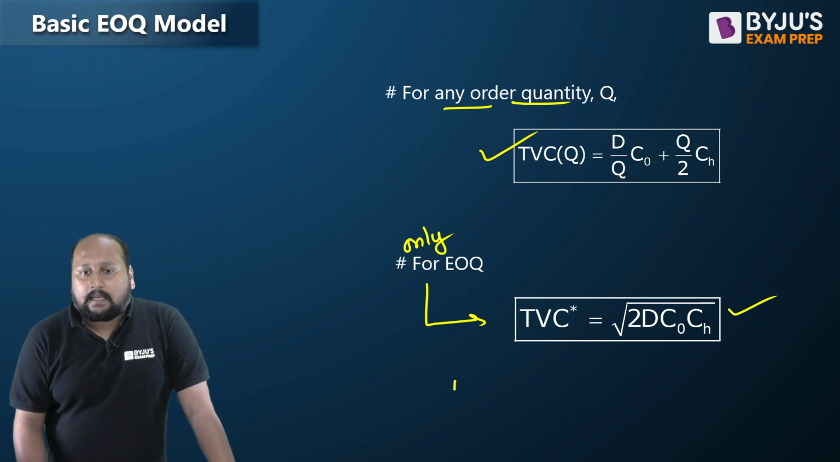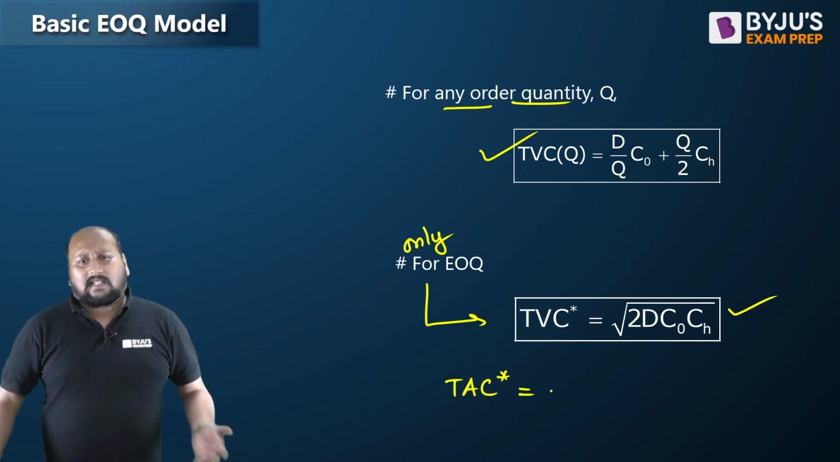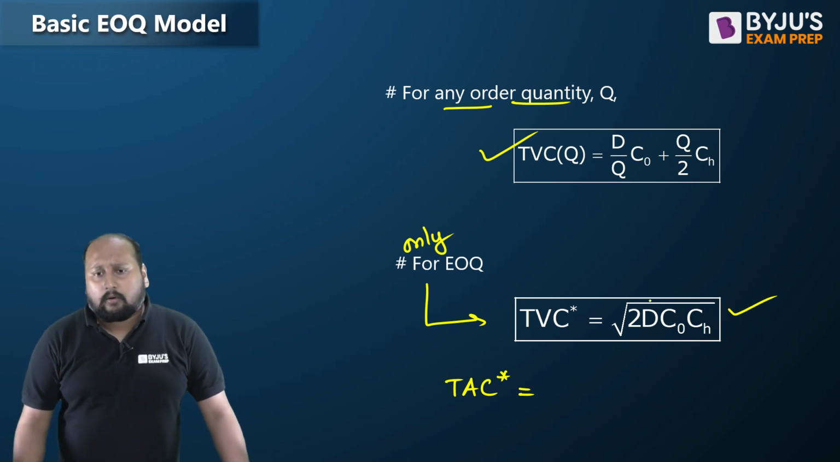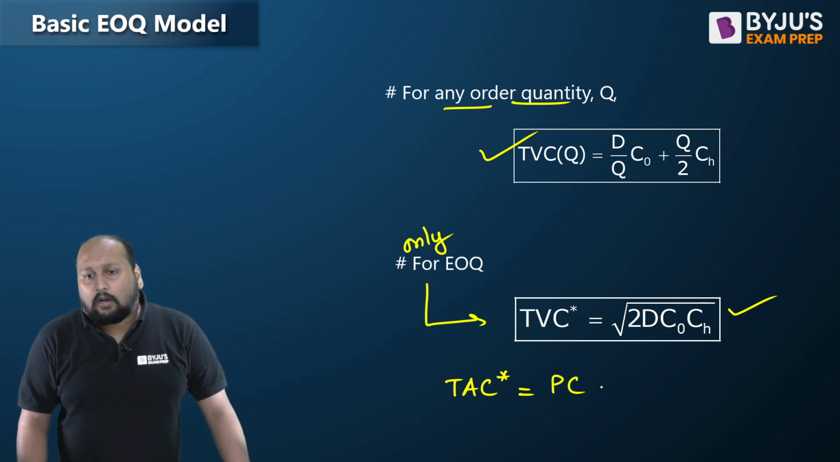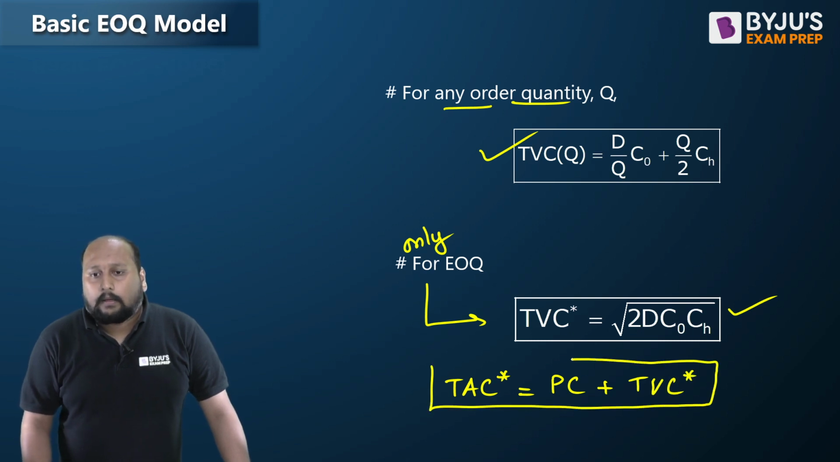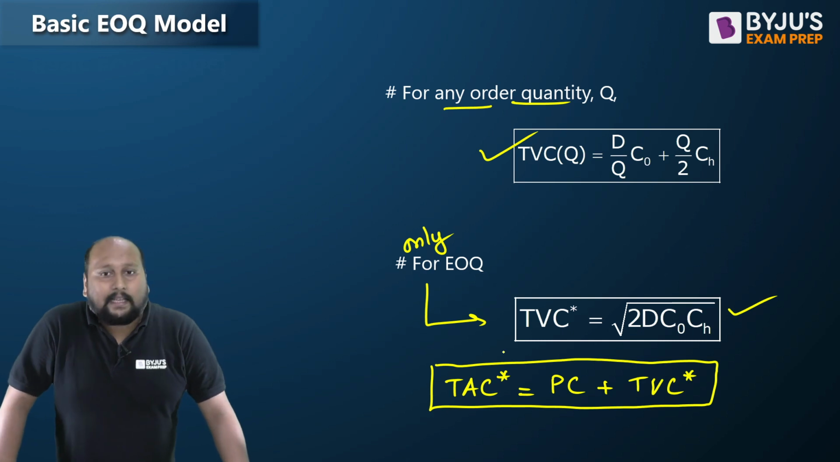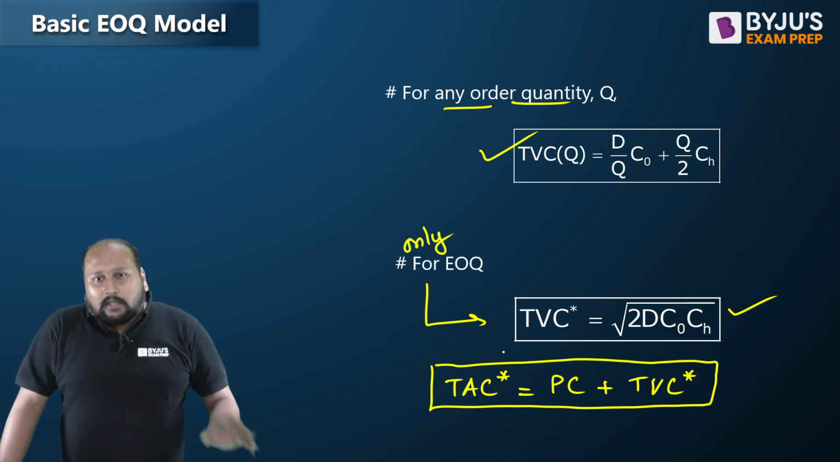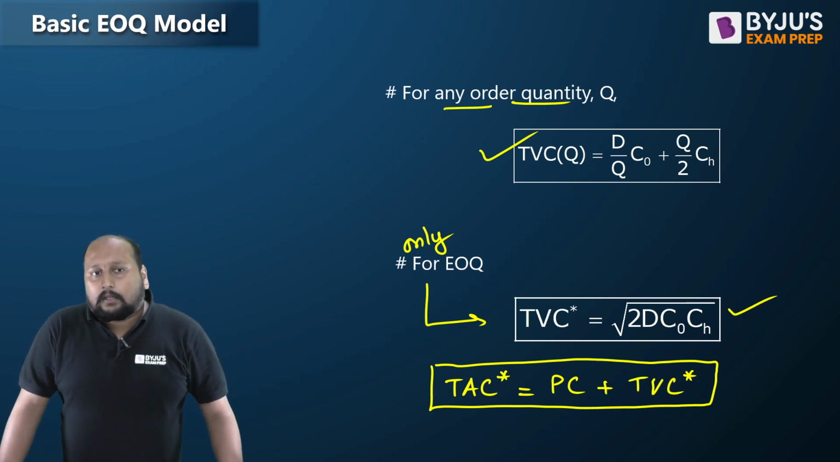Okay, or I can say the total annual cost at economic order quantity. And whenever you are using star, that simply means we are talking about economic order quantity. So that will be equal to purchase cost plus total variable cost at EOQ. Right? Total variable cost at EOQ. Okay, so these are the different formulations for your EOQ models.